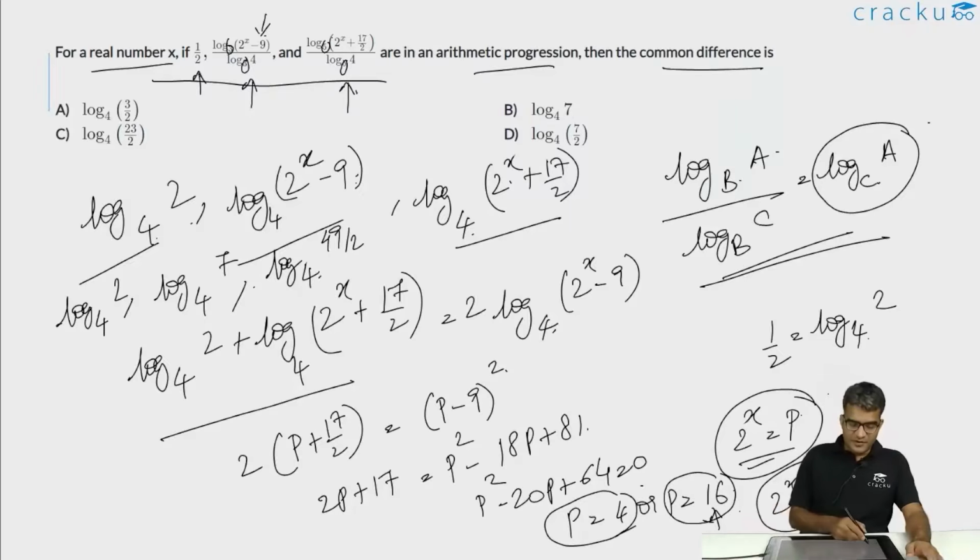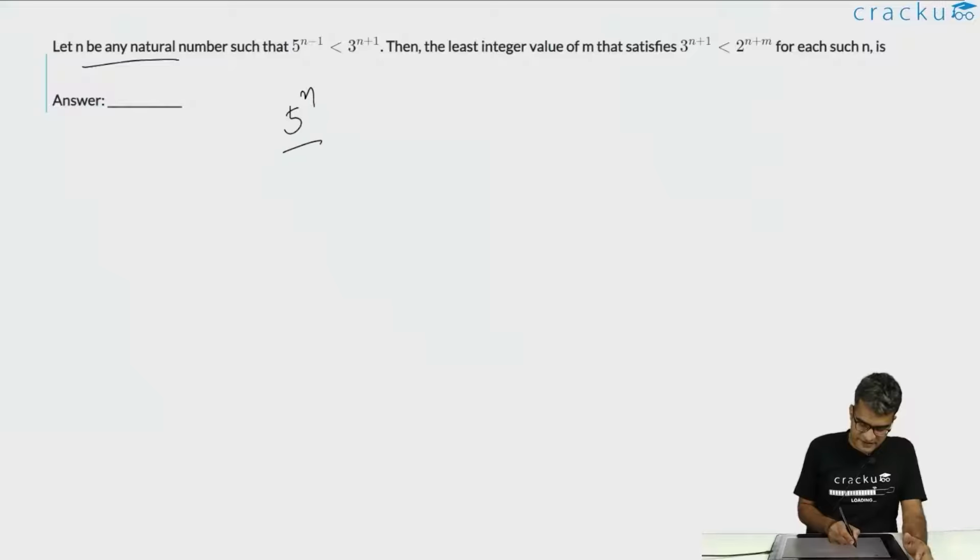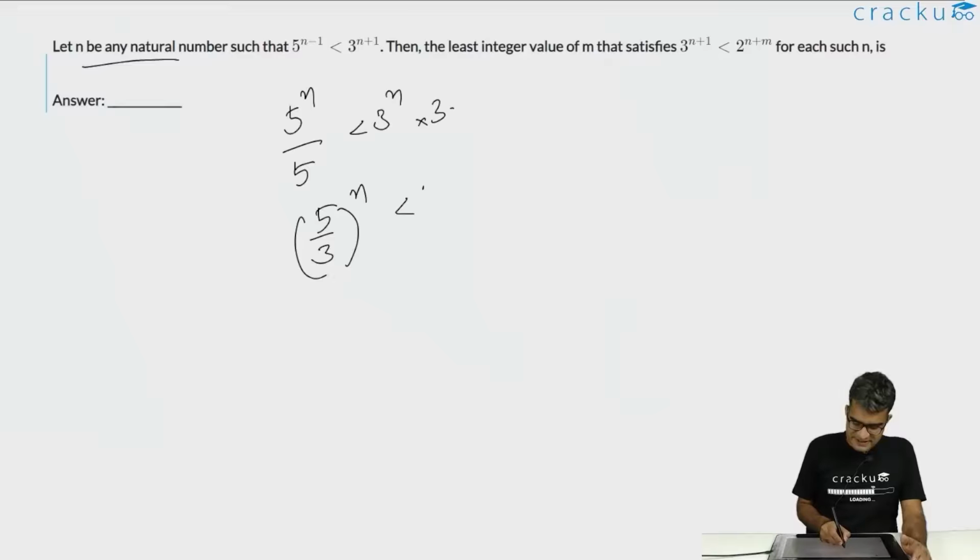In this question, we are told that n is a natural number such that 5 to the power n minus 1 is less than 3 to the power n plus 1. That is, 5 to the power n divided by 5 is less than 3 to the power n into 3. Or essentially, (5/3) to the power n is less than 15. What are the values that n can take?